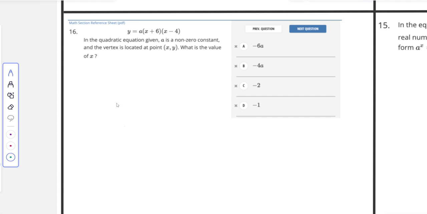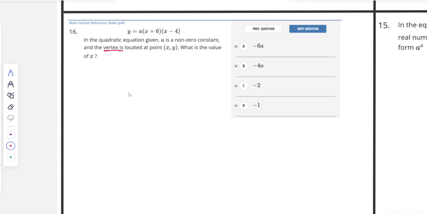So this is a quadratic equation. It says y equals a times x plus 6 times x minus 4. In the quadratic equation given, a is a non-zero constant and the vertex is located at point x comma y. What is the value of x? Okay, we're just solving for the vertex.